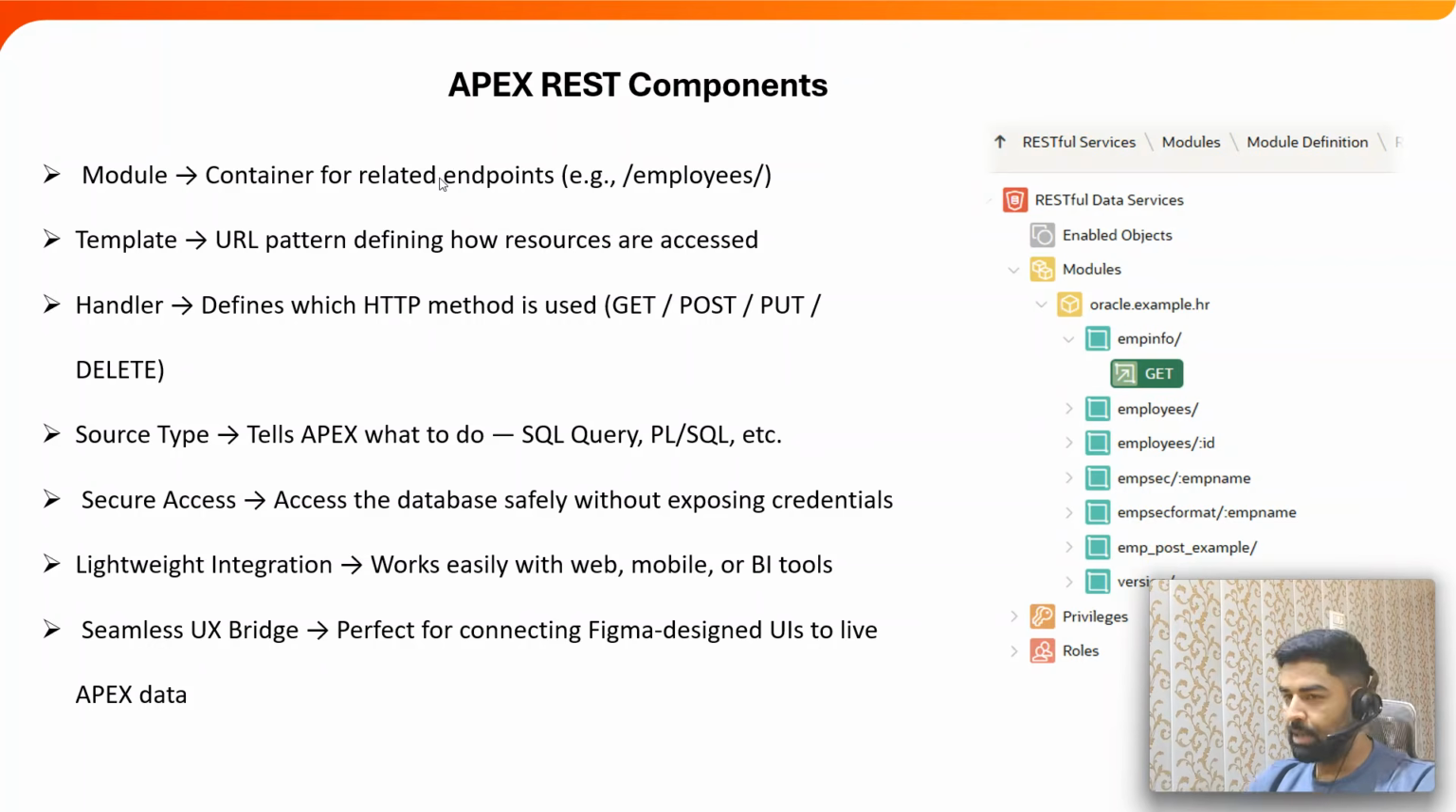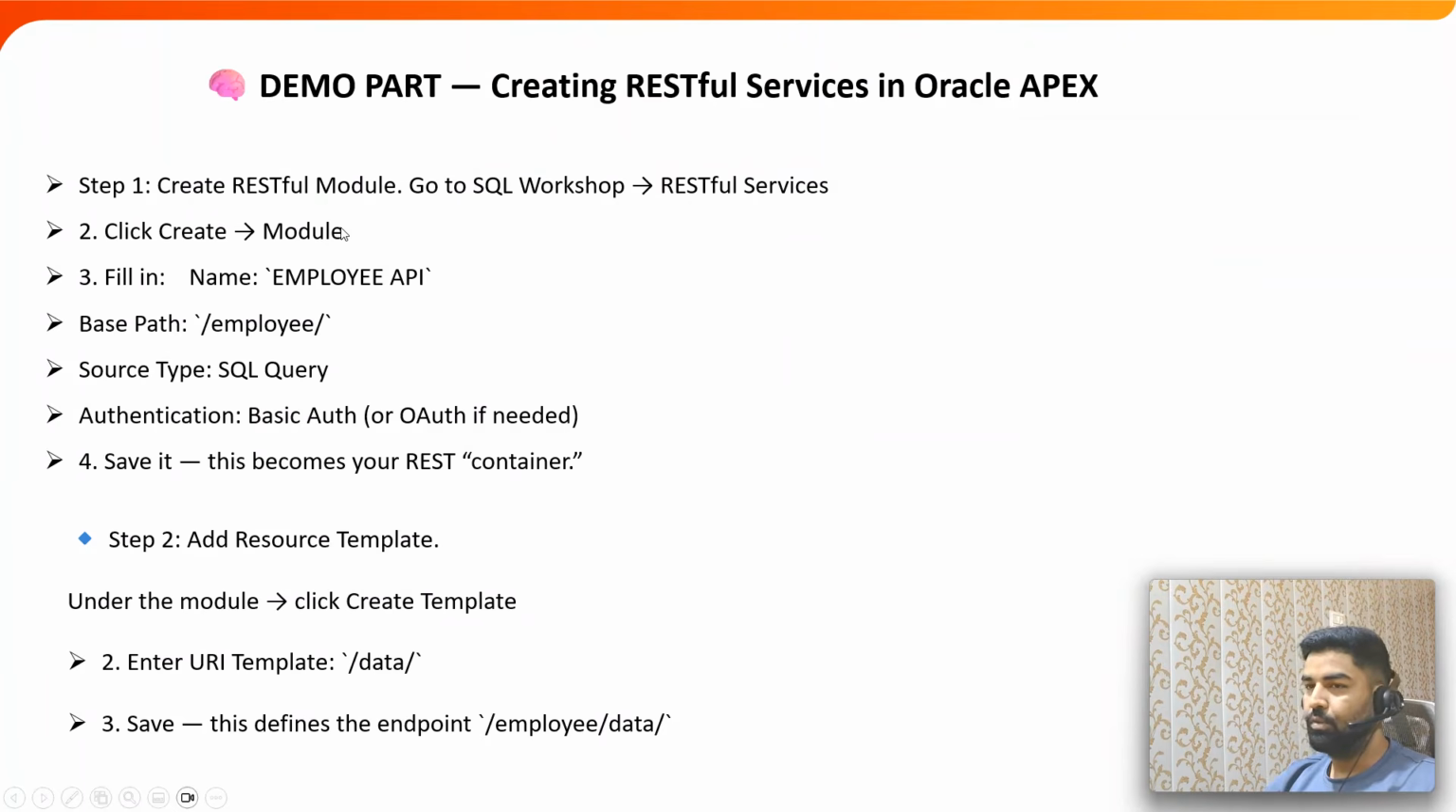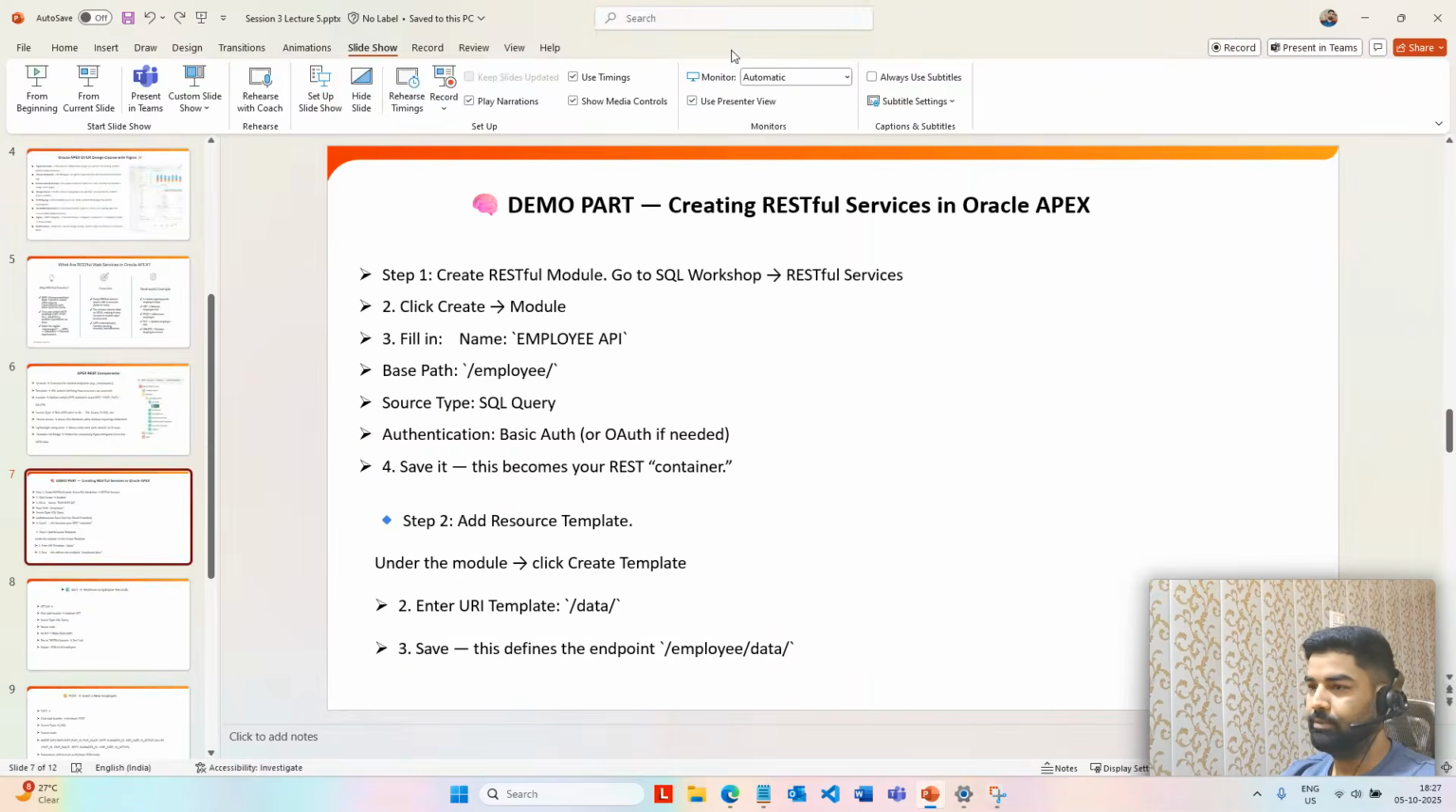Then we have source type, which tells Apex what to do. So basically, are we using a SQL query, PL/SQL, collection, or JSON? Secure access to the database safely without exposing our credentials. Then we have lightweight integration and a seamless UX bridge. And then we can move forward with creating our first API. So I will quickly take it over here.